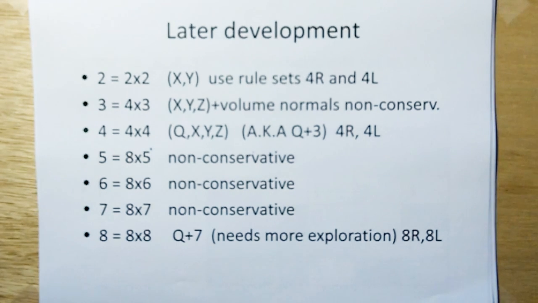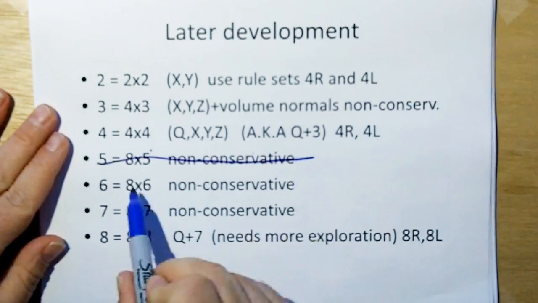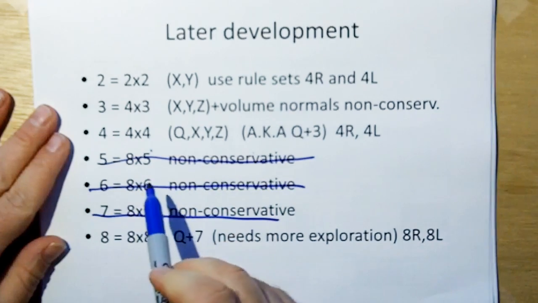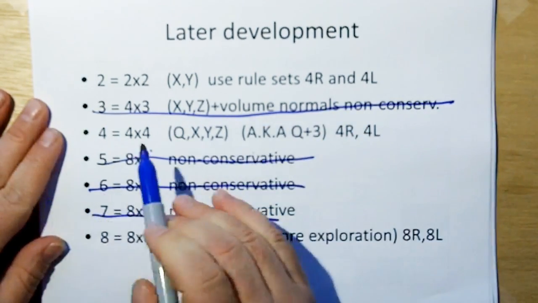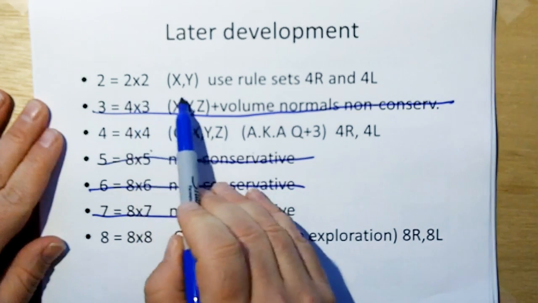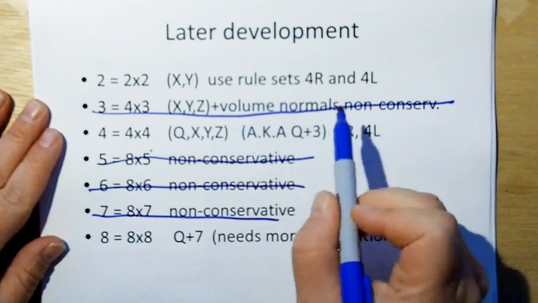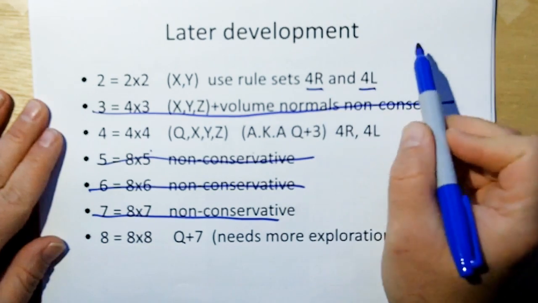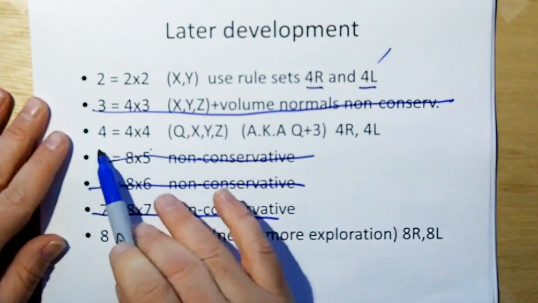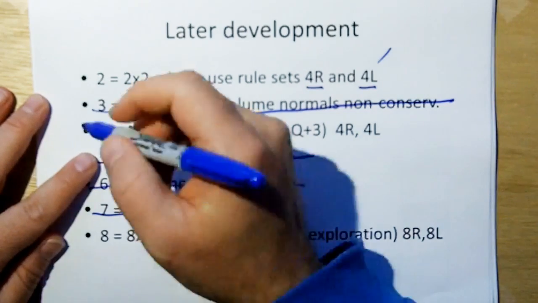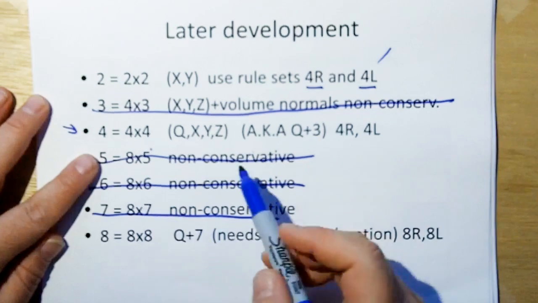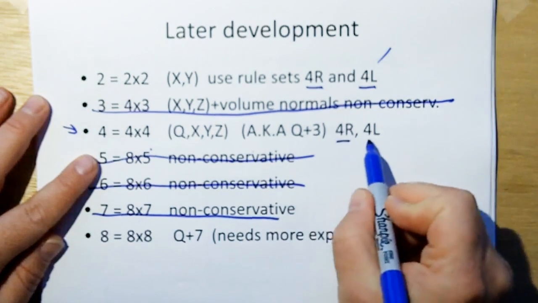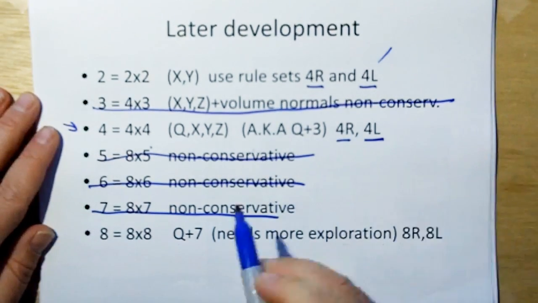Later on I realized that, again, because these are non-conservative, you lose information. You've got to use the next dimension up. So use the 2 to the n. For 2 by 2, you're only going to use the x and y, but you end up using rule sets 4R and 4L. I'll explain what these are in a second. And the 4 by 4 is the one we're predominantly going to stick with. This gives us q, x, y, z as the dimensions. This is also known as cube plus 3, and we use the 4R and the 4L rule sets.